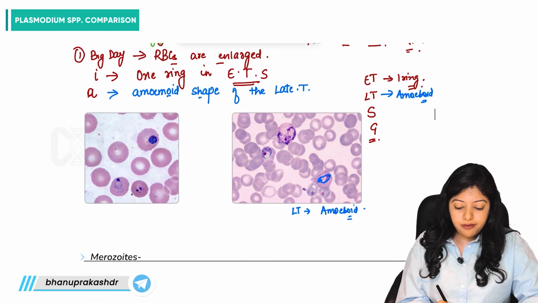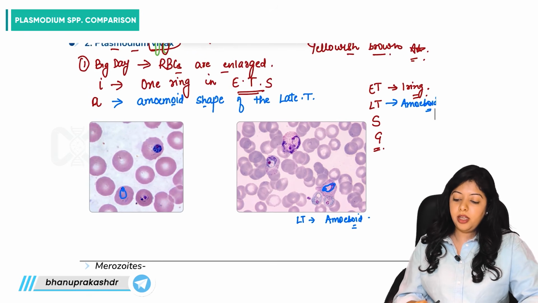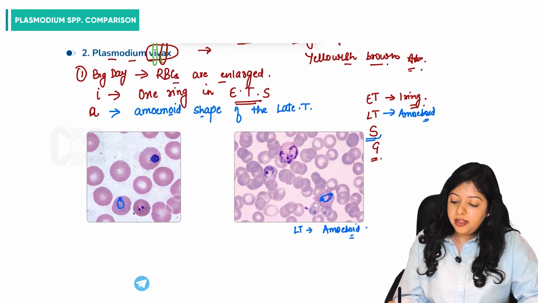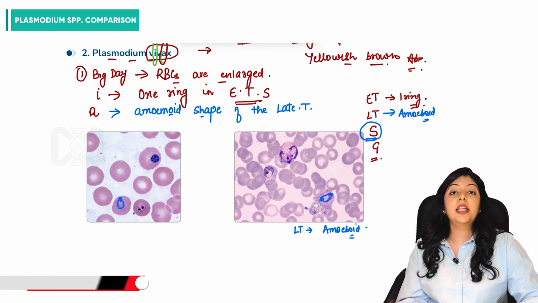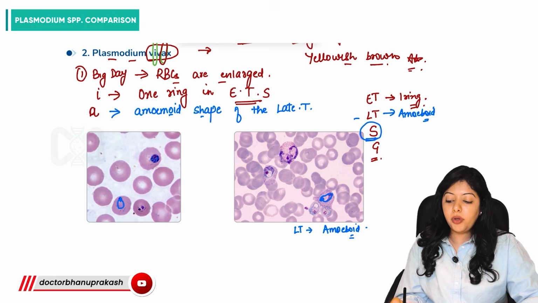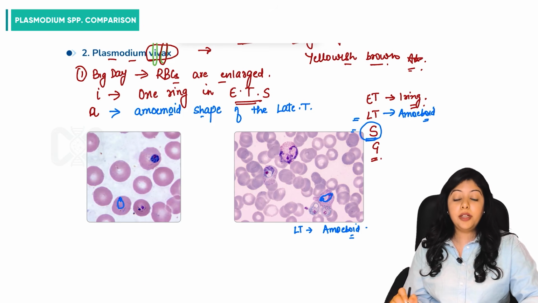And we'll get only one ring in the early trophozoite stage. Now, when we say that there's a schizont, it is only the late trophozoite and schizont stage of Plasmodium falciparum which is not visible in peripheral blood film. But it will be visible. The late trophozoite and the schizont stage would be visible in Plasmodium vivax.